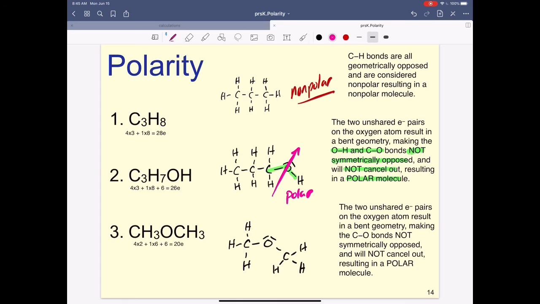Likewise, in this final molecule, we have a bent structure around the oxygen between the carbon-oxygen bonds, and because of the bent geometry, those carbon-oxygen polar bonds will not cancel out. They're not symmetrically opposed and will result in a polar molecule.